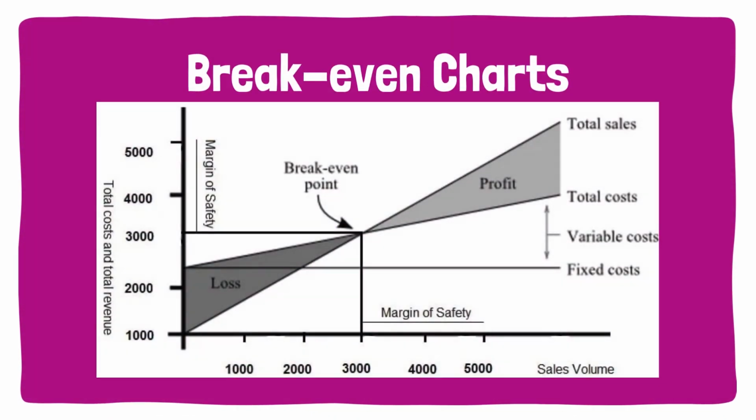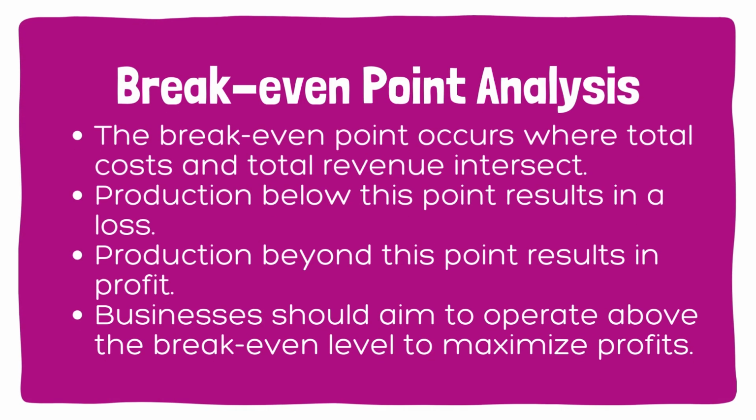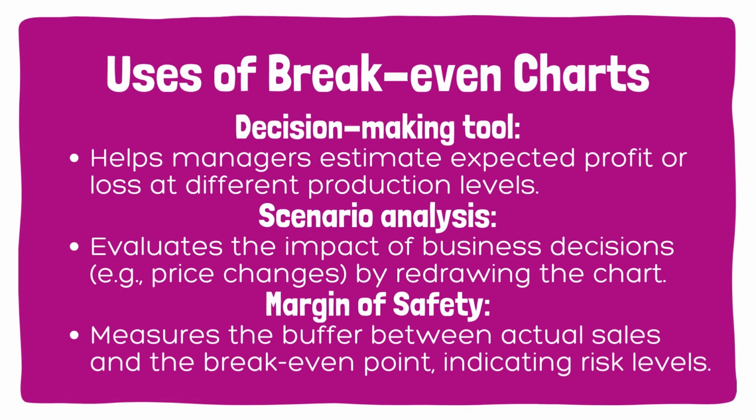The break-even point occurs where total revenue equals total costs. Below this point, the business incurs losses. Above it, profits are made. Break-even charts provide a visual representation of profit or loss at different output levels, help analyze pricing and cost changes, and assess the safety margin. The safety margin is how far sales can drop before losses occur.